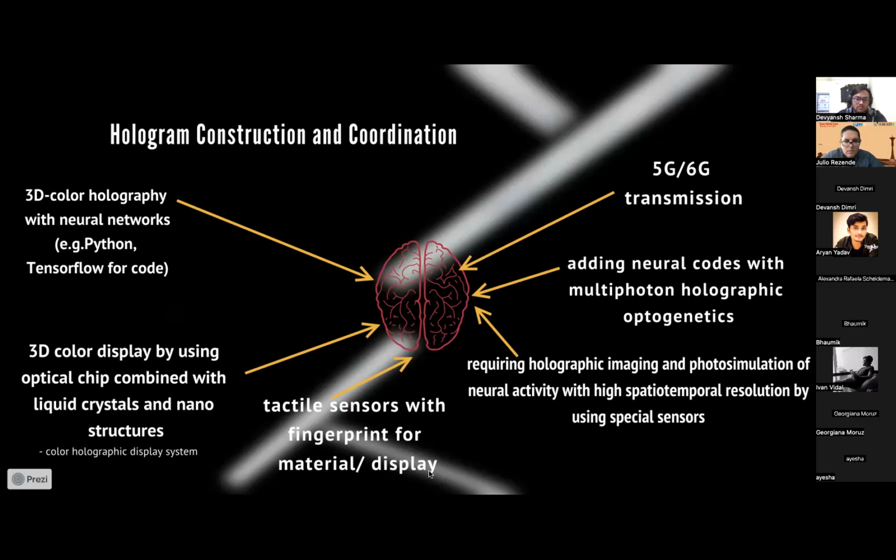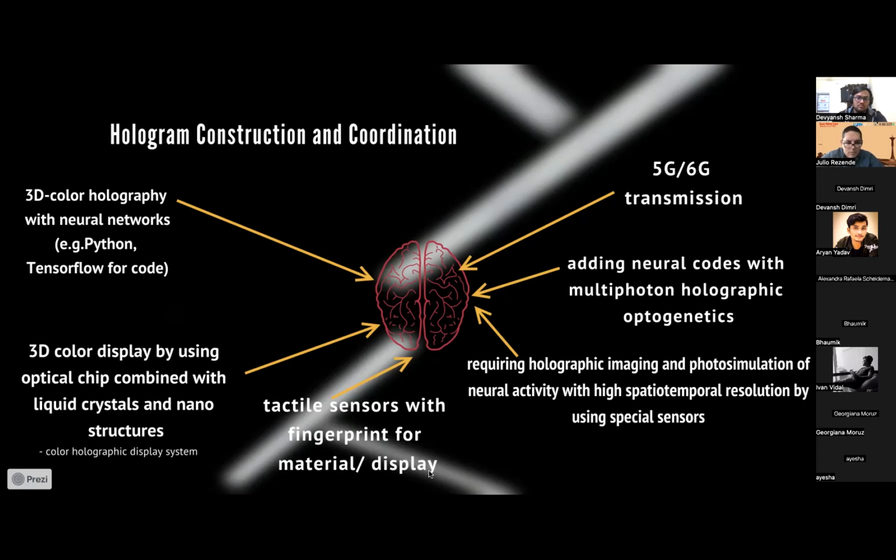Then we want to use 3D color displays by using optical chip combined with liquid crystals and nano structures. We want to use a color holographic display system, and then implement some sensors with fingerprint for the display, because we want these holograms to be tangible.